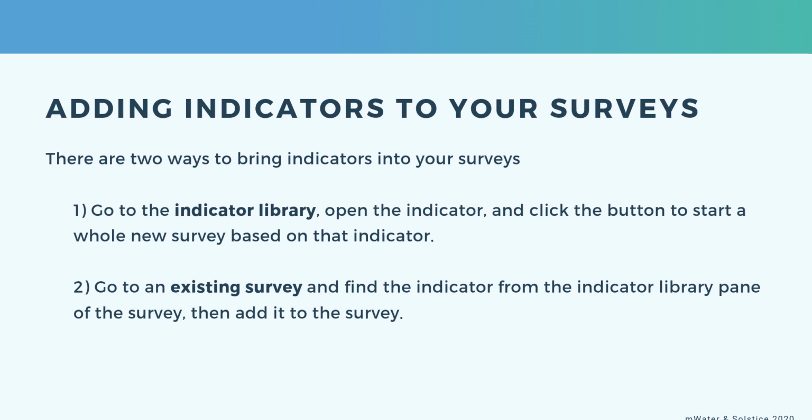Use pathway number 1 when you want to build your survey around a given indicator. Use pathway number 2 when you've already got an existing survey and you want to add one or more indicators to that survey. So let's do that.